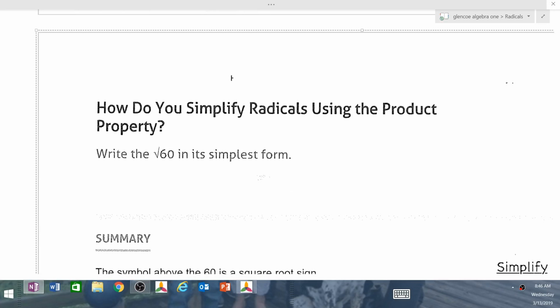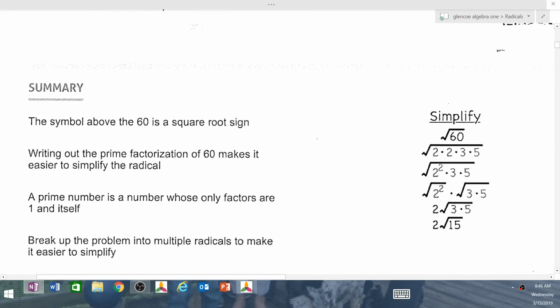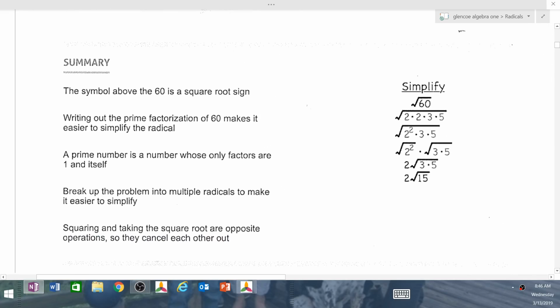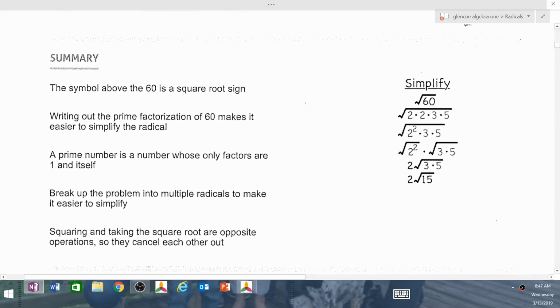The first thing we're going to talk about is simplifying radicals using the product rule. We want to write the square root of 60 in its simplest form. I'm going to go through this slowly, and I'm going to do it with you at least a couple of times. The symbol above 60 is called a radical or a square root sign. The first thing we want to do is prime factor 60 to make it simpler so that we can simplify the radical.